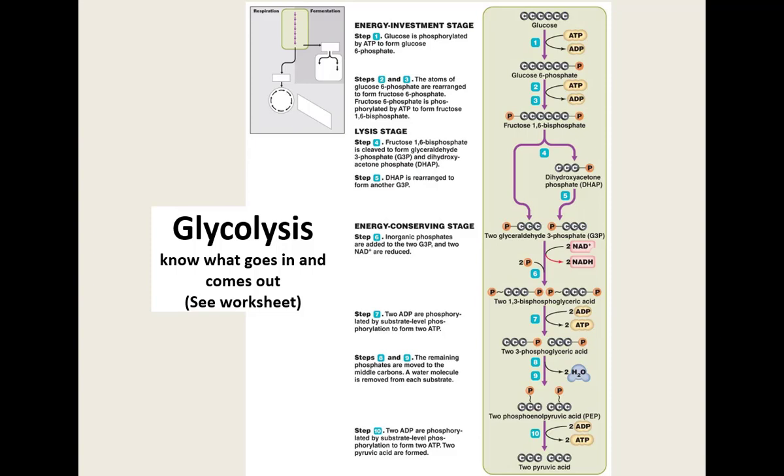So through all of those little steps, we have gained, so I got my arrow coming out, 4 ATP. So 2 ATP went in because we needed some activation energy. But I got out 4 ATP, so I'm ahead. But I got some other stuff out too. One other thing that I got out is I got out 2 NADHs.